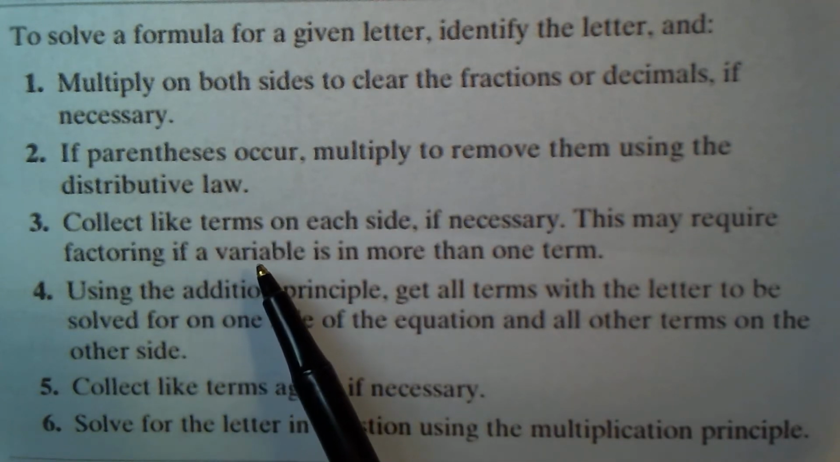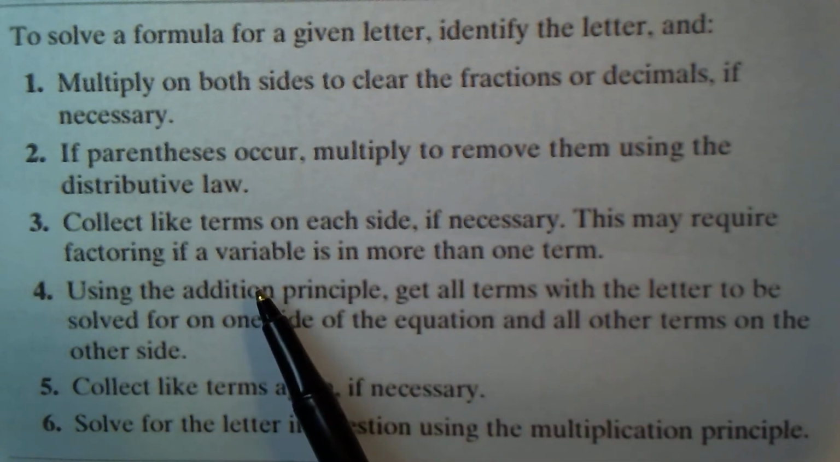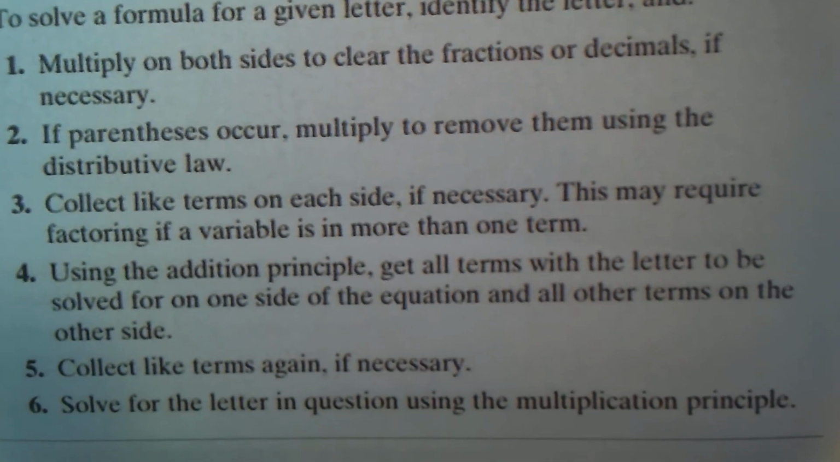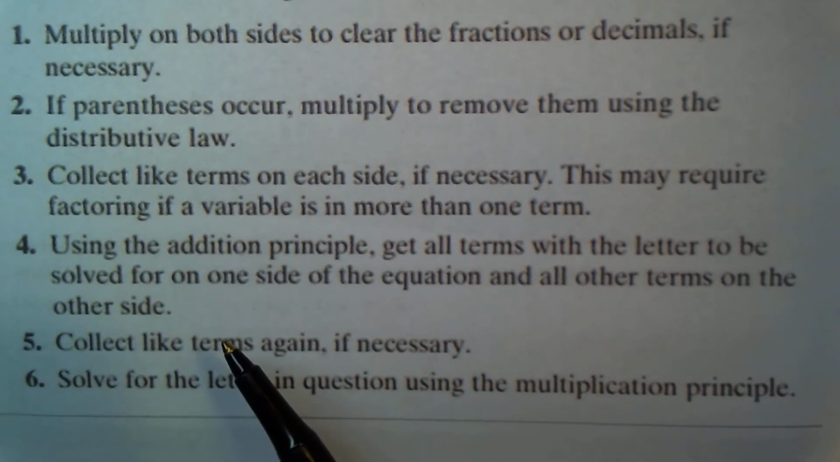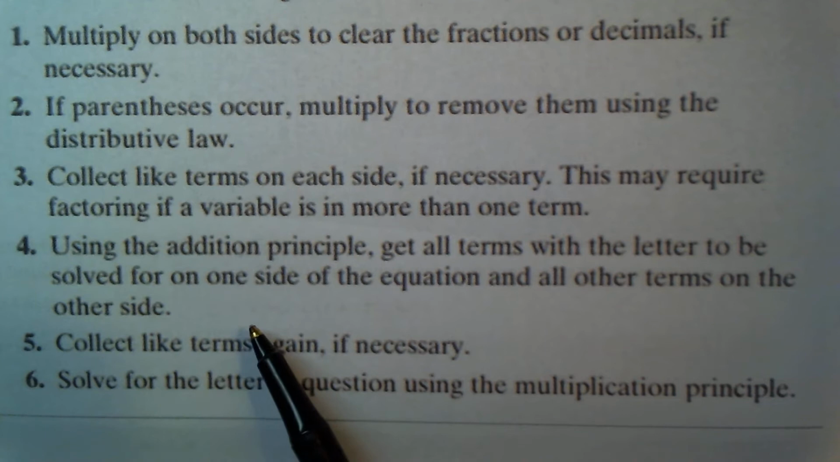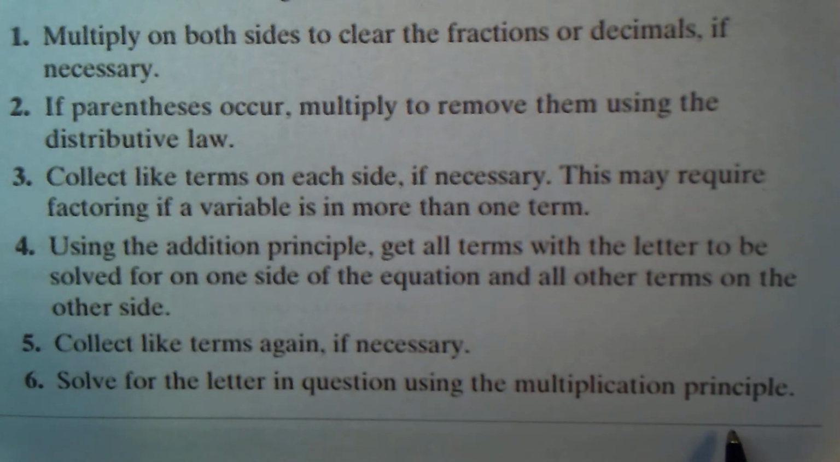Then we collect like terms on each side if that is applicable. And so maybe we need factoring if there's a variable that is in more than one of the terms. We talk about that when we get there. And then we use the usual rules, the addition principle, and get all the terms with the letter to be solved on one side of the equation and all the other terms on the other side. Again, we collect like terms if that applies, and then we solve for the letter in question using the multiplication principle. Again, we notice that we use the multiplication principle last.